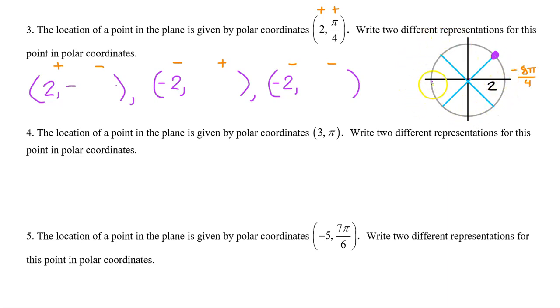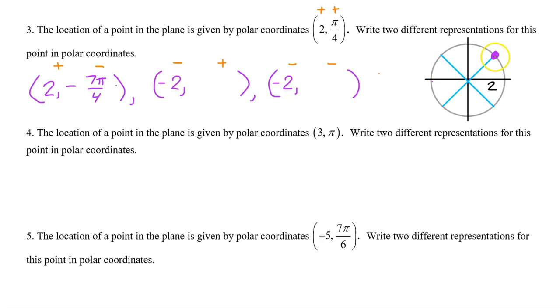We can think of -2 pi as -8 pi over 4. So this angle in the first quadrant can be thought of as -7 pi over 4, pi over 4 before -8 pi over 4. So that gives us another name for this point, 2, -7 pi over 4.